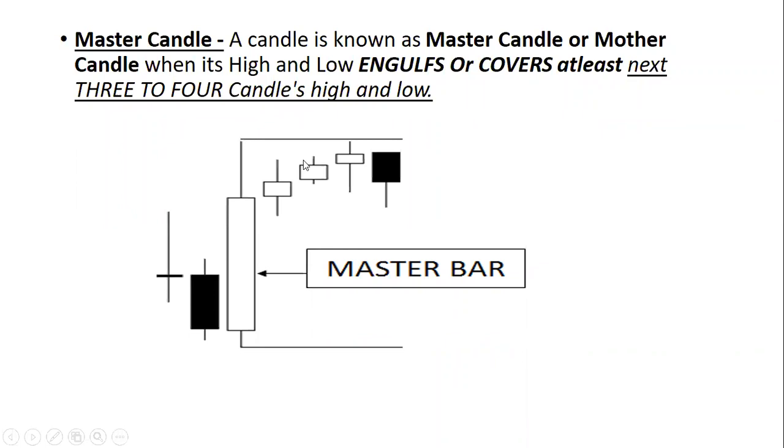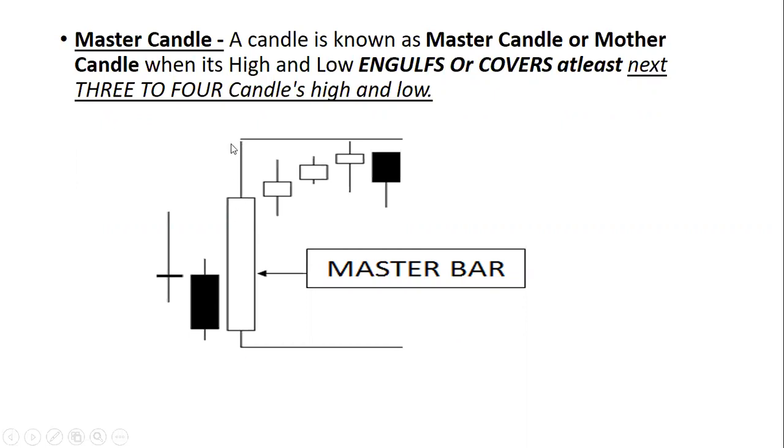Now let's talk about target. What can be your target? For target, you need to calculate the range of the master candle. Now, how do you calculate the range of any candle? Candle high minus candle low. Master candle high minus master candle low. This will give you the master candle range.